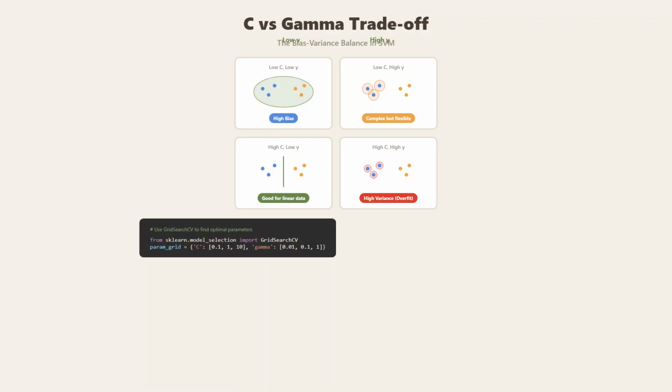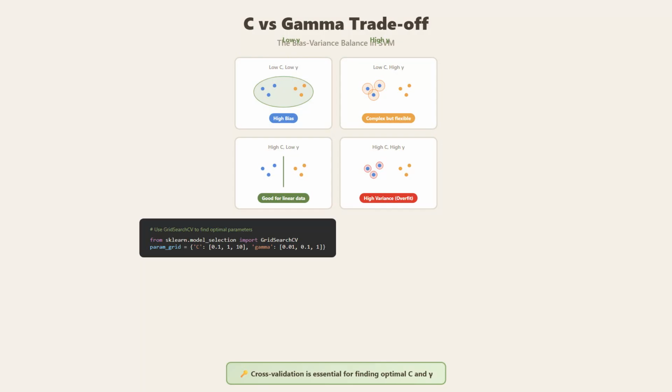On the other axis, we have gamma, which controls the complexity of the decision boundary. In the top left corner, with low C and low gamma, we get a very simple, smooth boundary that allows many errors. This represents high bias and is likely to underfit. In the top right corner, with low C and high gamma, something interesting happens. We have complex local boundaries because of high gamma, but low C means we don't penalize errors harshly. The result is a strange mix of local complexity with overall flexibility.